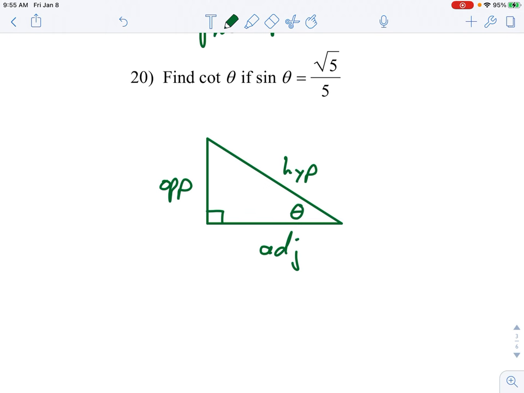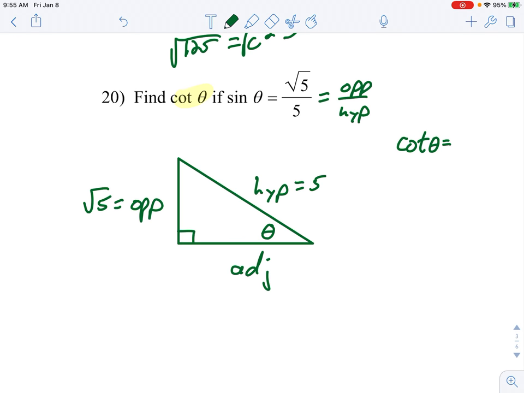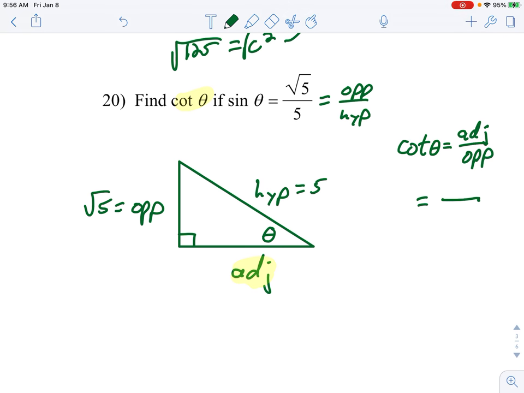Cotangent. Find cotangent of theta if sine of theta equals square root of 5 over 5. Sine is opposite over hypotenuse. So the hypotenuse is 5, the opposite radical 5. We're asked to find cotangent. Cotangent, the ratio is adjacent over opposite. So to answer this, we need the adjacent, we don't know what that is, over the opposite, which is radical 5.